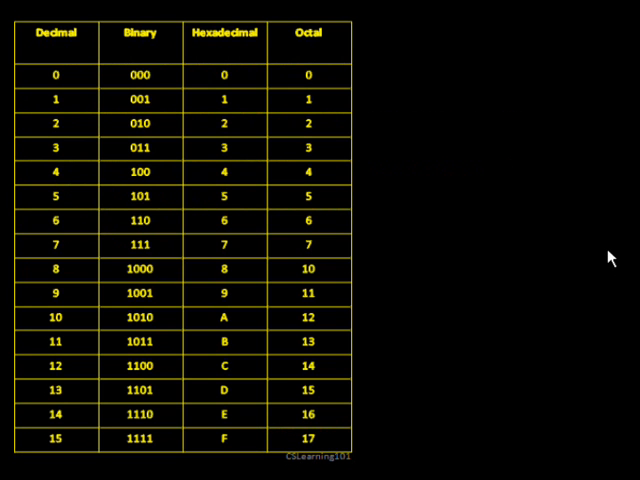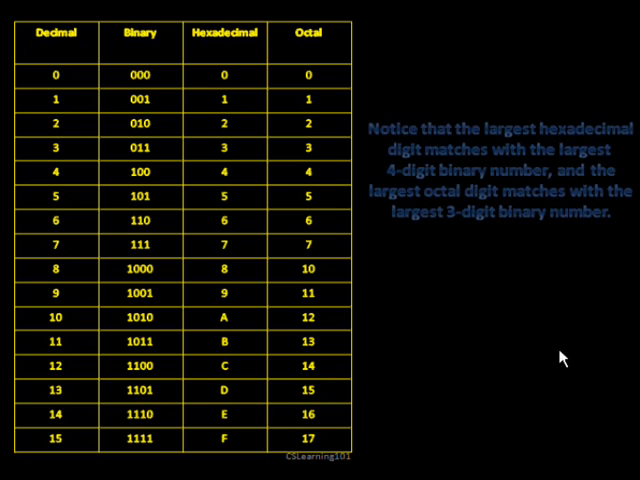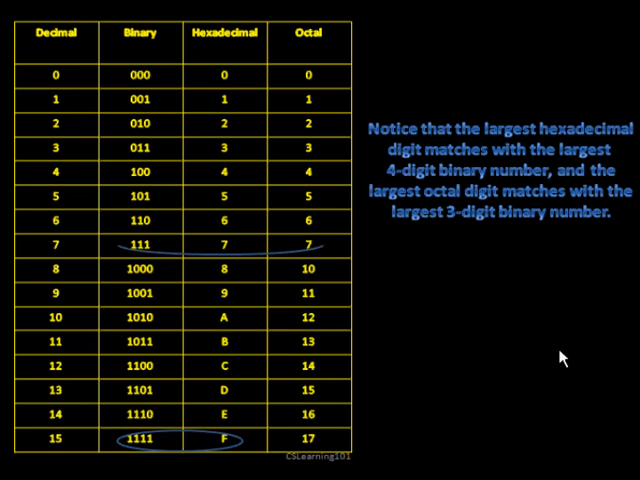Now here's a table showing all the different numbers. And notice, if you look in the binary, hexadecimal and octal columns, you might notice a pattern. In octal, the biggest single digit number you can have is 7, and that corresponds to the largest 3-digit number you can have in binary. Likewise, in hexadecimal, the largest single digit you can have is F, which corresponds to the largest 4-digit number you can have in binary. This is a special pattern, and it makes converting a lot easier.